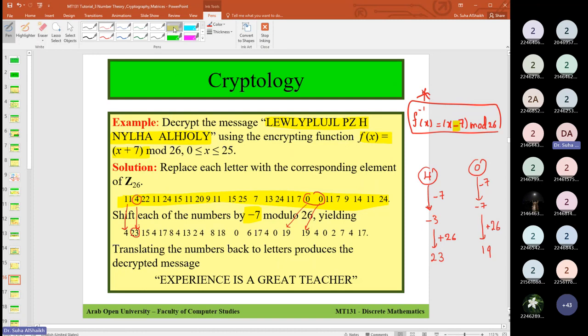Now the last step will be converting back the digits into letters and this will be your secret message. Not secret message, I mean the original message you get from your secret message. Okay?